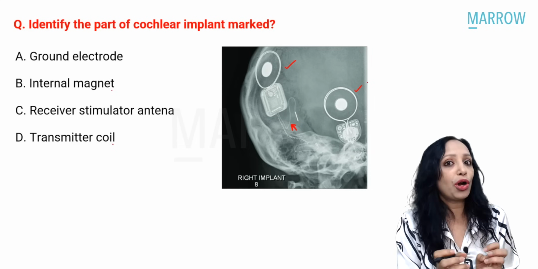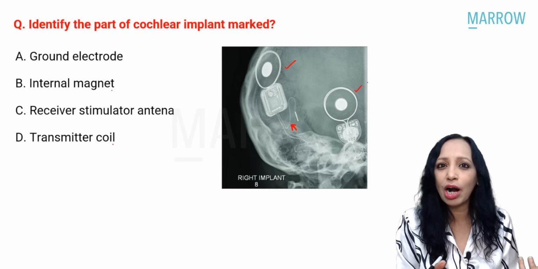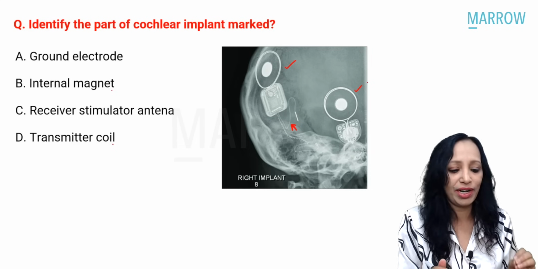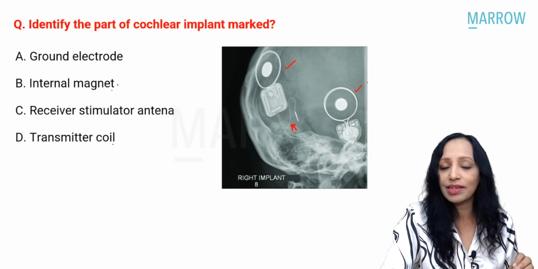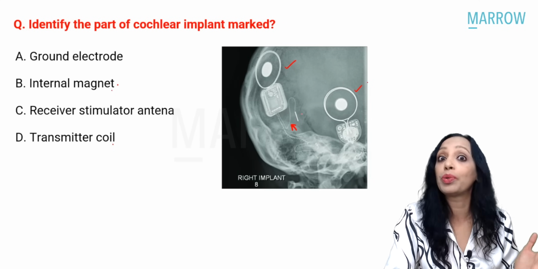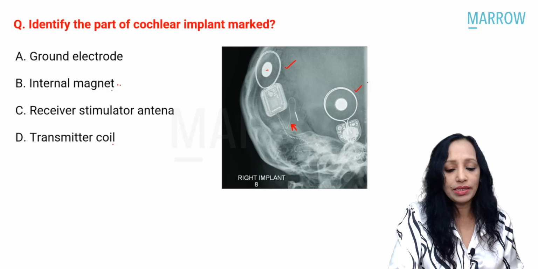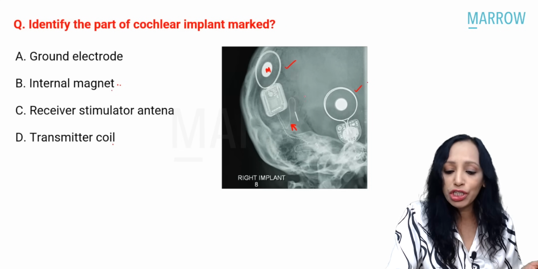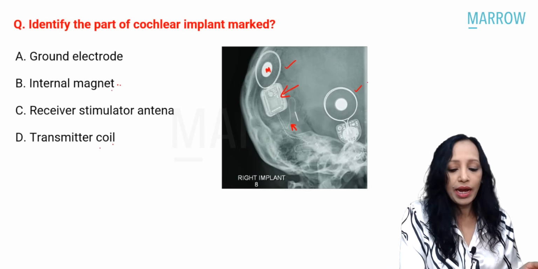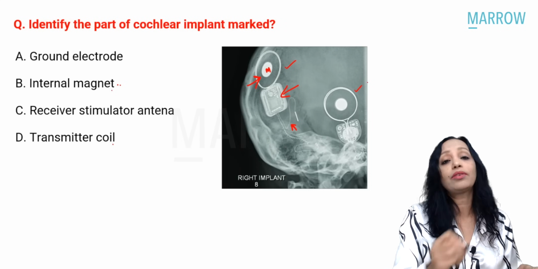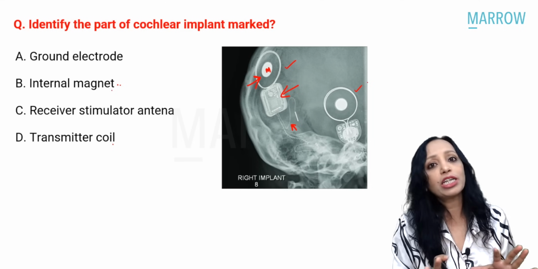Even if we are not very sure, that we have not heard ground electrode, we know that definitely this is not a magnet. This is a wire. This is something to do with electrode, right? It is not a magnet. Yes, the magnet is here. It is not the receiver stimulator, that is here. It is not the transmitter coil. This is the transmitter coil. These parts we already know.